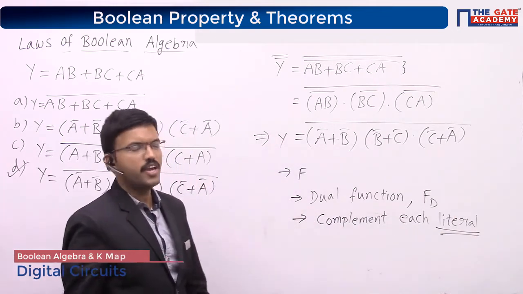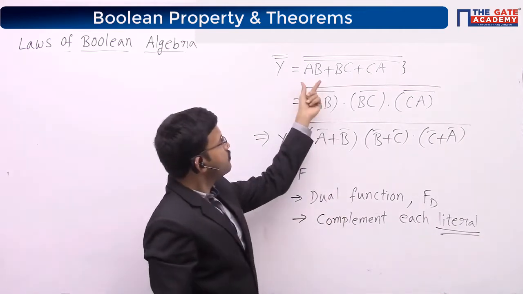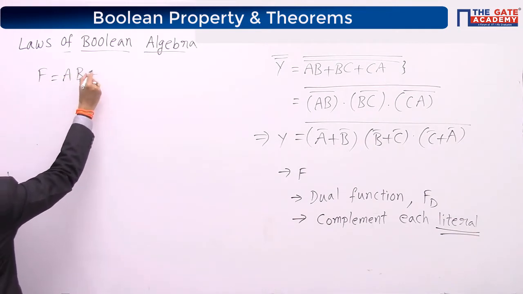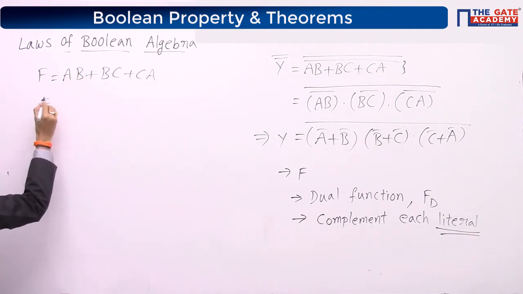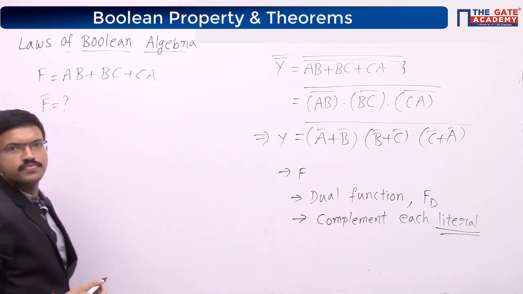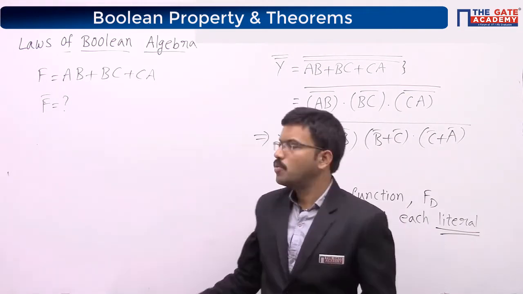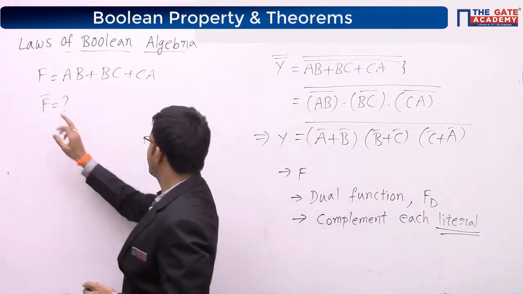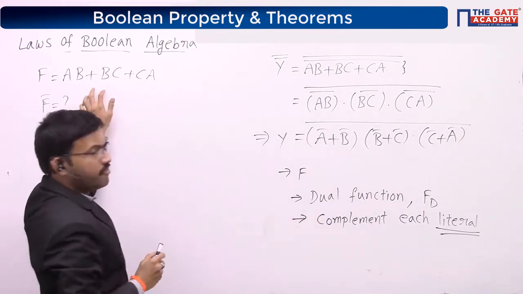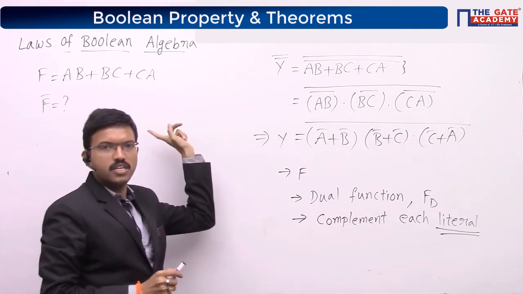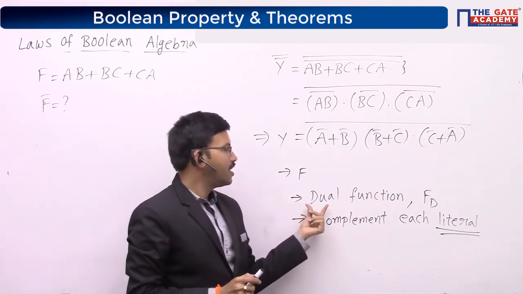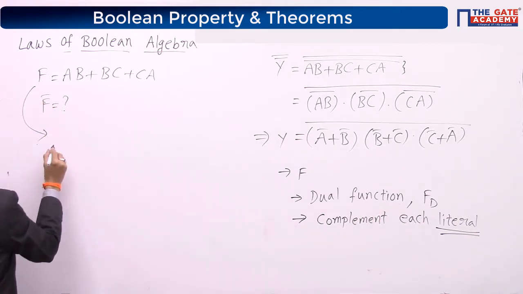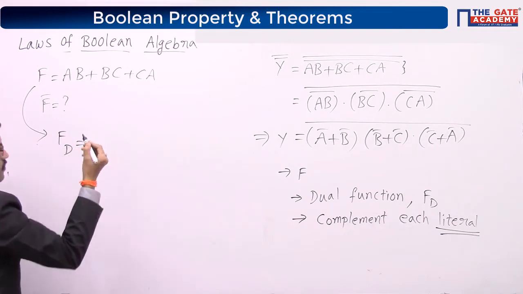That is the meaning. Now I am having the function AB plus BC plus CA. Suppose I am assuming AB plus BC plus CA. I want to find out the complement of this function. Now what I will do, first I will see whether simplification is possible or not. Simplification not possible in this case. Next write the dual function. Apply dual to this one. I am assuming that is f suffix d.